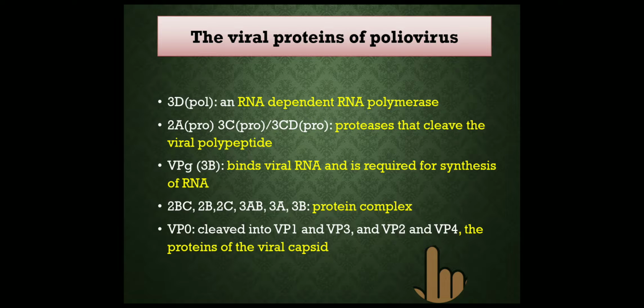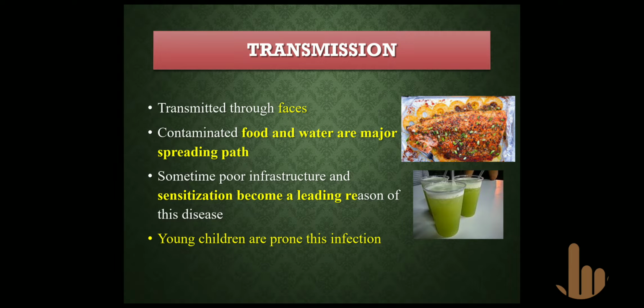There are some important proteins that contribute to poliovirus, named 3D pol. This is basically an RNA dependent RNA polymerase. 2A, 3C, 3D are proteases that cleave the viral polypeptide. VPg binds viral RNA and is required for the synthesis of RNA. 2BC and 3AB are protein complexes that are needed for the structure. Then VP0 is among the proteins of the viral capsid.